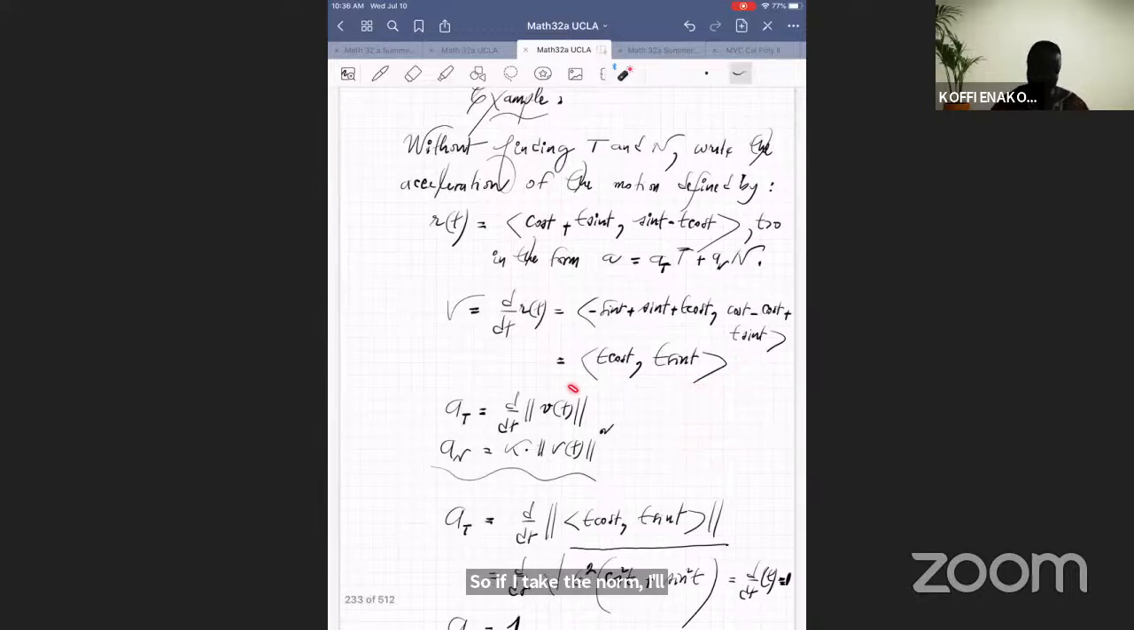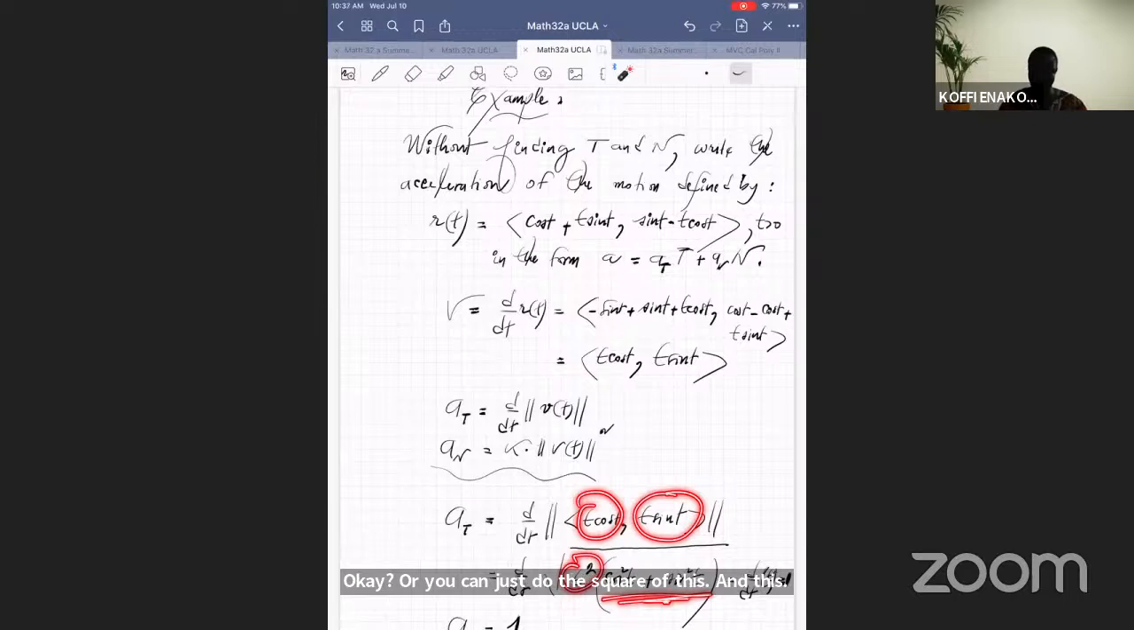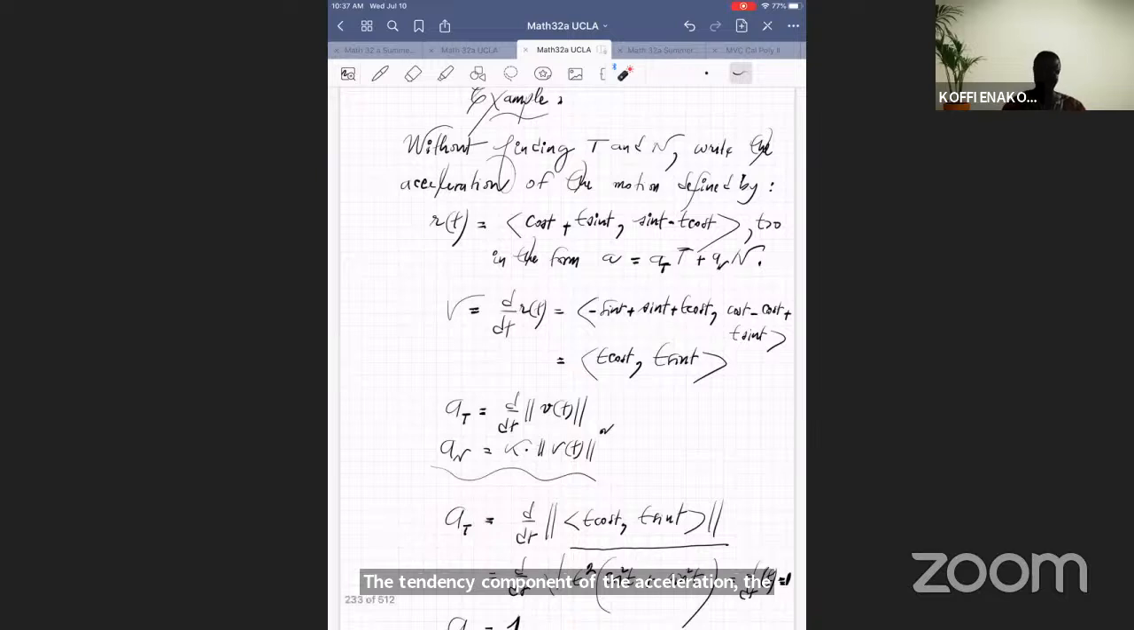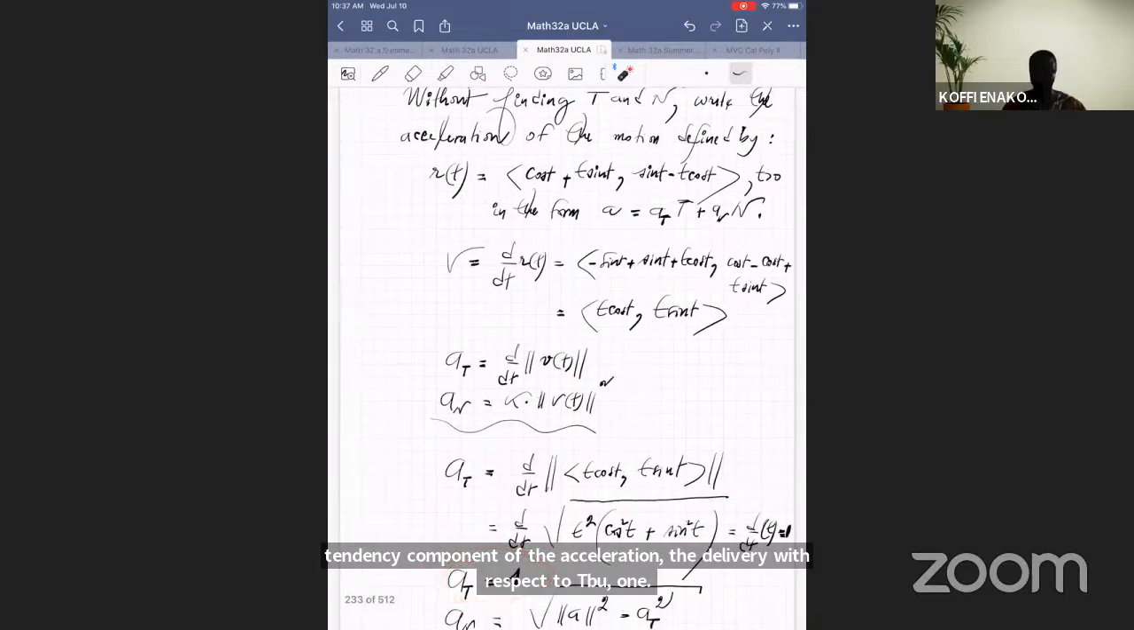So this term, the velocity vector, the speed, will just be t. Why? Because if you take t cosine of t, t sine of t, you can take the t out, or you can just do the square of this and this: t squared, and this becomes 1. So the root of t squared is t. And when you take the derivative with respect to t to find the tangential component of the acceleration, the derivative of t gives you 1. So the tangential component is 1.